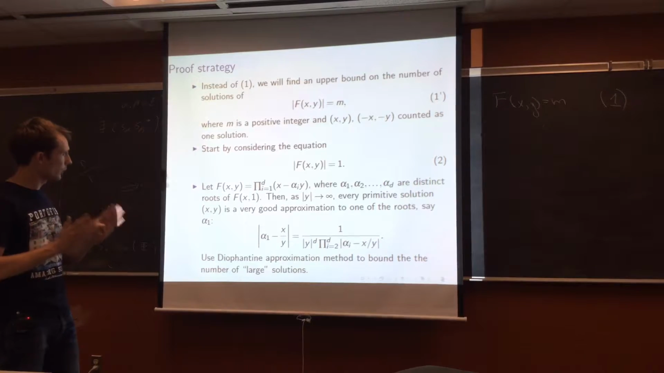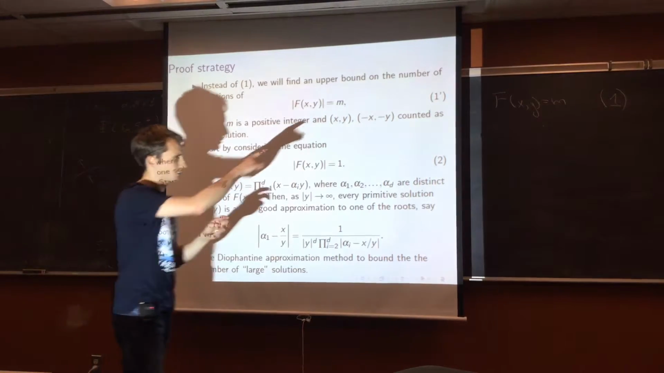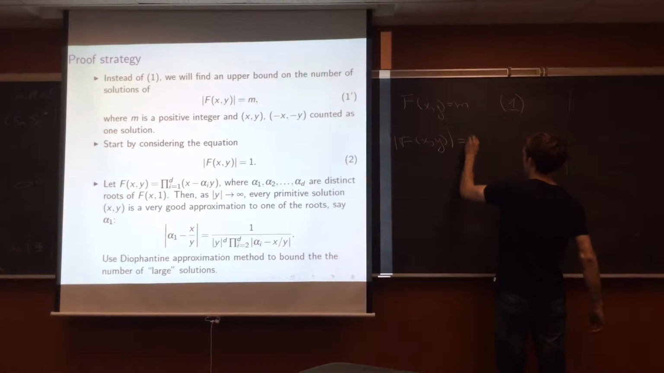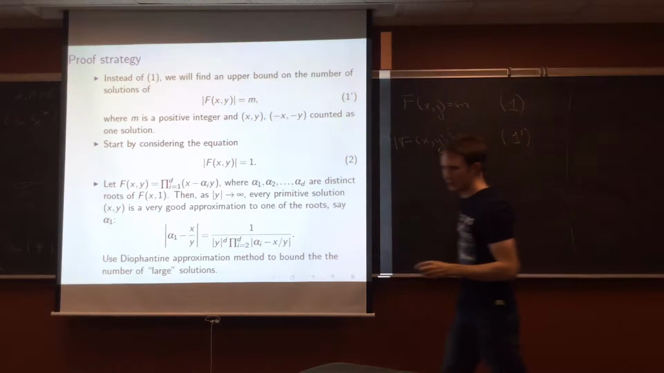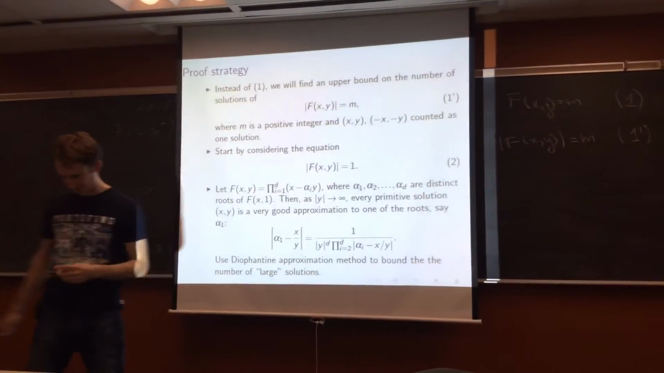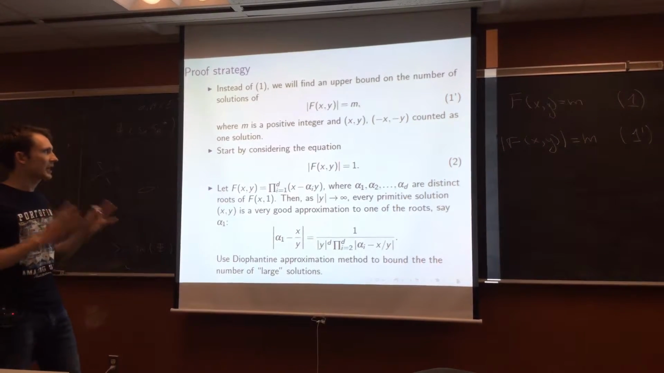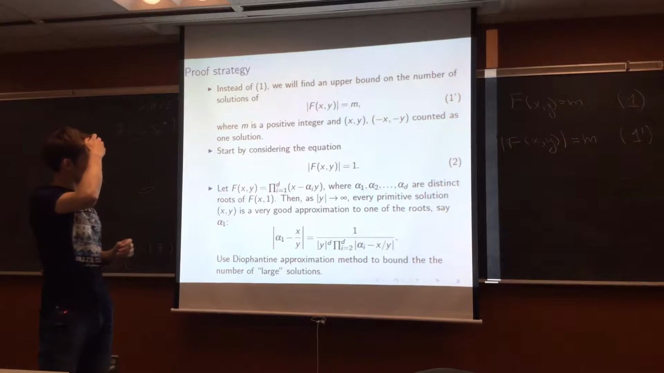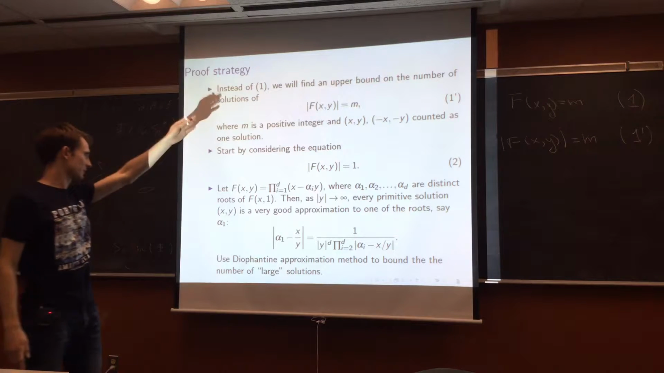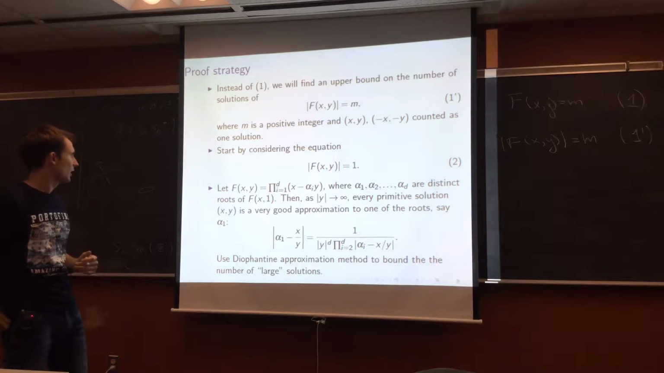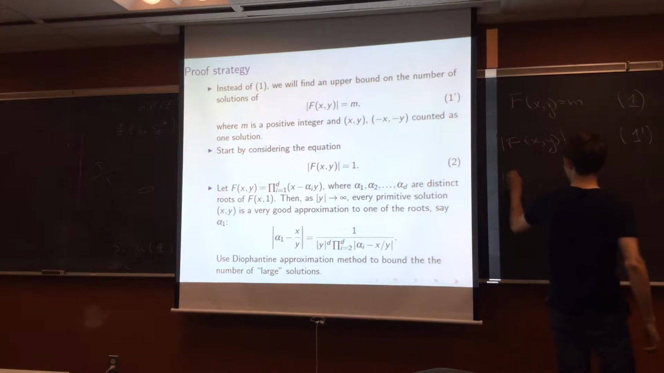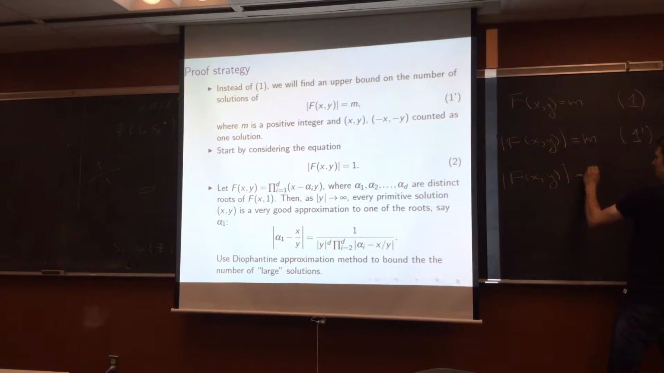What we're going to do first is not look at the original Thue equation, but instead the equation of the form: the absolute value of f(x, y) equals m. Now, of course, it makes sense to pick m to be a positive integer. I'll be counting the solutions (x, y) and (−x, −y) as the same thing. It's quite easy to verify that if one of them gives a solution, then so does the other one. Also, we're going to start with this equation: the absolute value of f(x, y) equals 1.